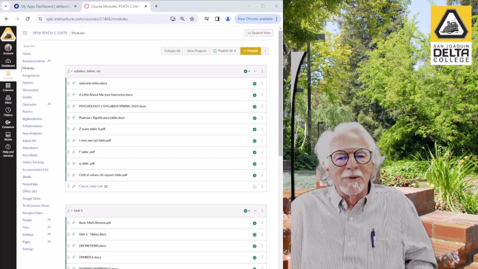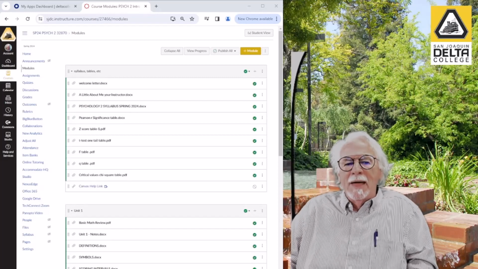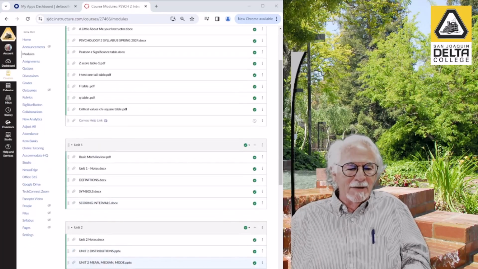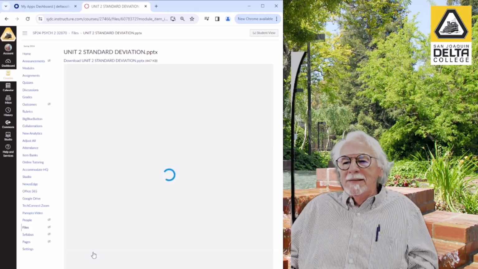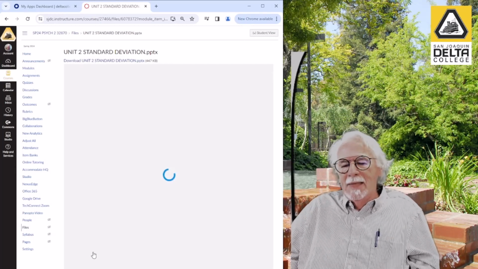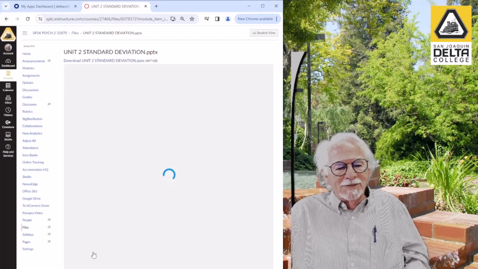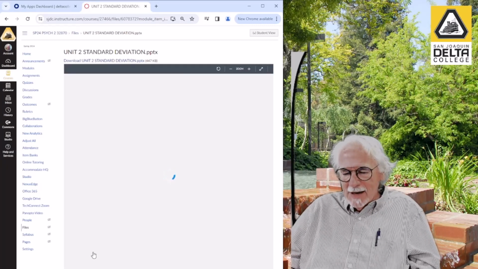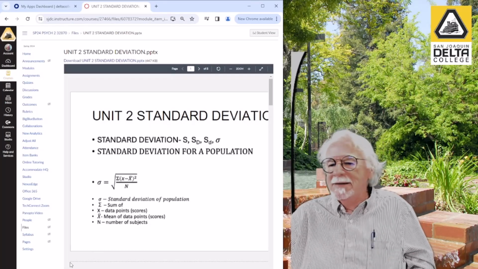All right, so now we're back, and this is the last piece of Unit 2, standard deviation. Again, we're starting the modules, and we look at the PowerPoint for standard deviation. As I said, this is where the math really comes in. Once again, order of operations, just simple stuff. The most complicated thing here is square root. Your calculator does that.